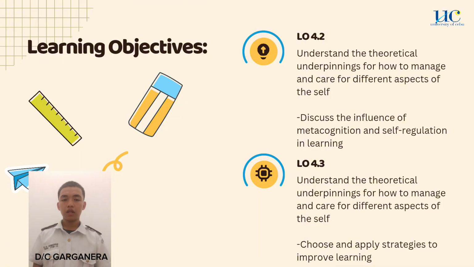Learning Objective 4.2. Understand the theoretical underpinnings for how to manage and care for different aspects of the self. Discuss the influence of metacognition and self-regulation in learning. Learning Objective 4.3. Understand the theoretical underpinnings for how to manage and care for different aspects of the self. Choose and apply strategies to improve learning.